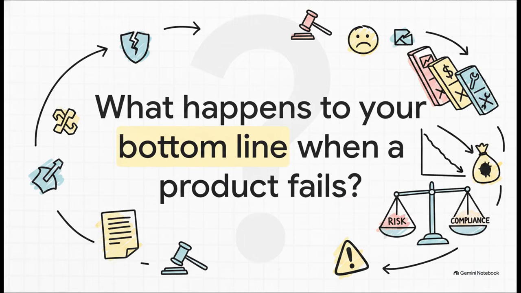But before we get our hands dirty building this thing, let's ask a pretty fundamental question. What actually happens to your bottom line when a product fails? And we aren't just talking about a bad review online here. A severe product safety incident triggers a massive domino effect across the business. We're talking product liability claims, deep reputational damage, crazy expensive redesign costs, and heavy regulatory fines. Understanding and tracking these risks isn't just about checking a compliance box. It's about protecting the financial health and the brand value of your entire organization.